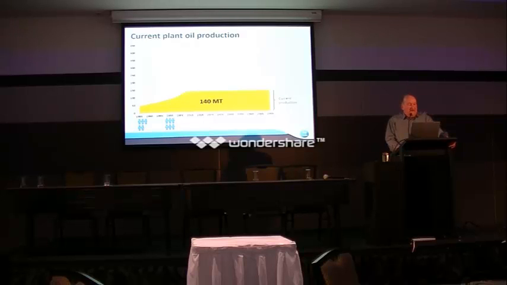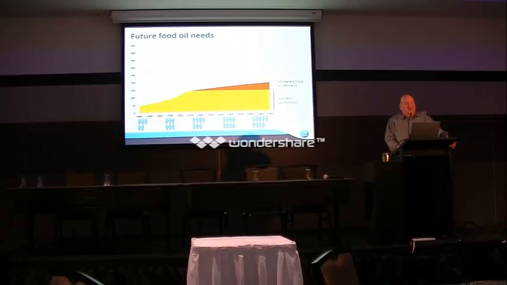So this is the current plant oil production globally, about 140 million tonnes, with a population of around 6 billion at the turn of the century. The increased food demand just with the population growth over the next 3 or 4 decades would take that up to close to 200 million tonne requirement.